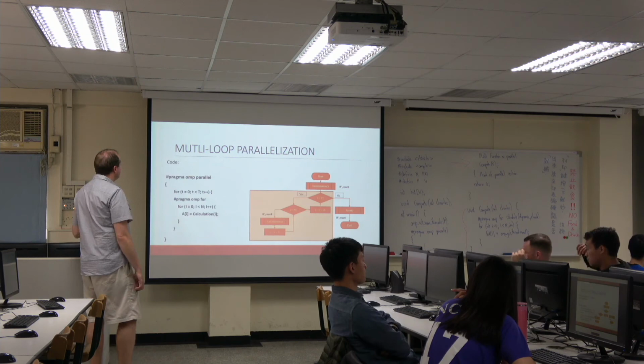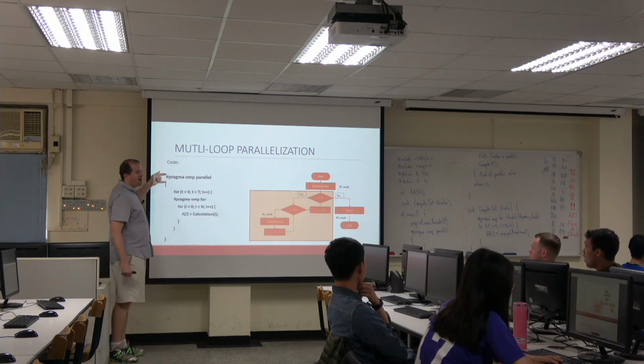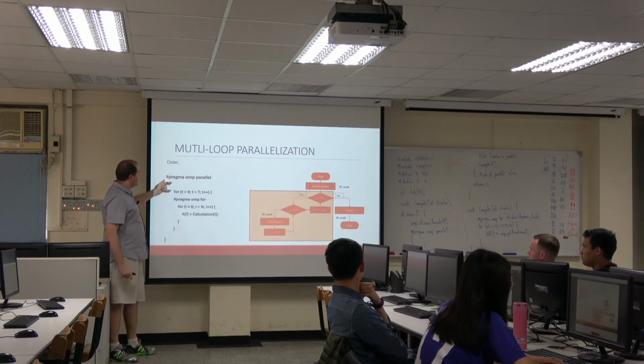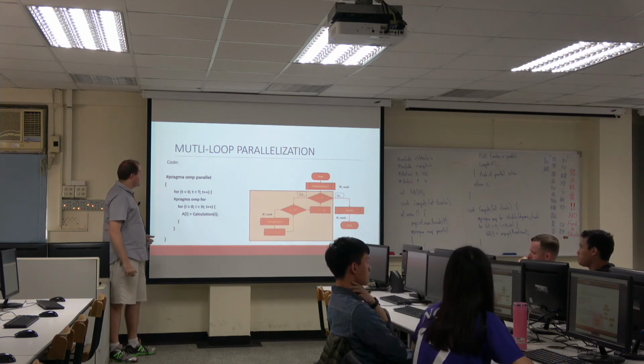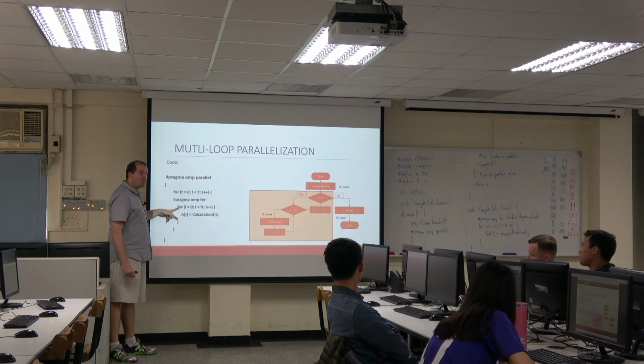is parallelize the outer block. We create our parallel threads here once. We create threads once. Then we have a for loop here. And then we use pragma omp for around the inner loop.